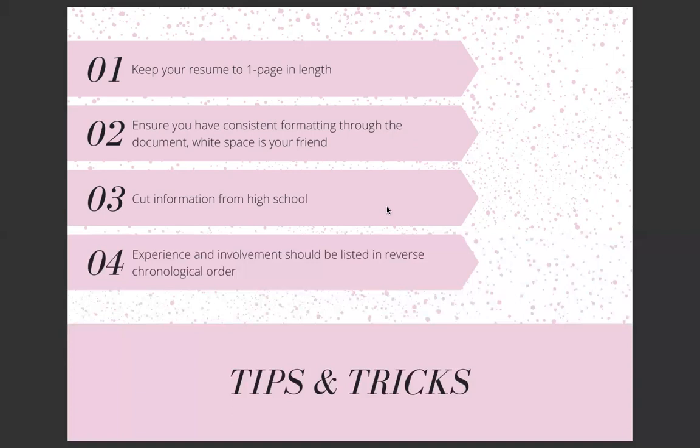Finally, experience and involvement should be listed in reverse chronological order. So that means having your most recent experience at the top and your oldest experience at the bottom. I know on campus, a lot of students hold multiple jobs at one time, and that can be challenging in considering how to include them in reverse chronological order. For example, if you started 2 jobs in the same month, you started 2 jobs fall semester in the same month, go ahead and put the job that is the most relevant on top of the other.